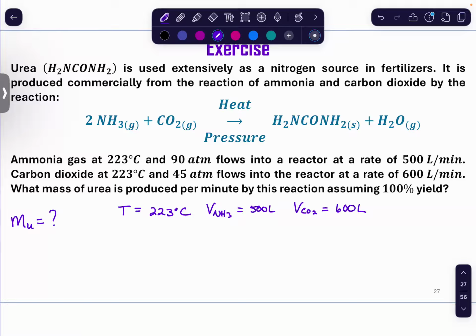Let's see, the pressure of ammonia is 90 atmospheres. The pressure of carbon dioxide is 45 atmospheres. Okay, and then hydrogen, because you notice this is going to be a stoichiometric calculation, so moles are going to be involved. But then it says, what is the mass of urea? So I hope your mind picked up on, oh, I'm going to need a molar mass. So let's get all these numbers down.